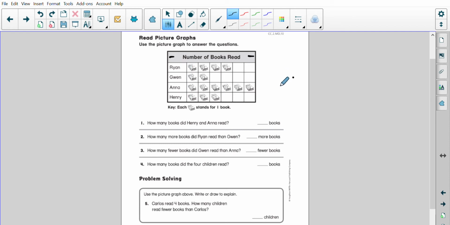And what we're looking at is, the key says each book stands for one book. So each picture stands for one book. So we're going to take a look and let's answer some of the questions as we look at this picture graph. How many books did Henry and Anna read? So we're going to count how many Henry and Anna read together. So Henry read 1, 2, 3 books.